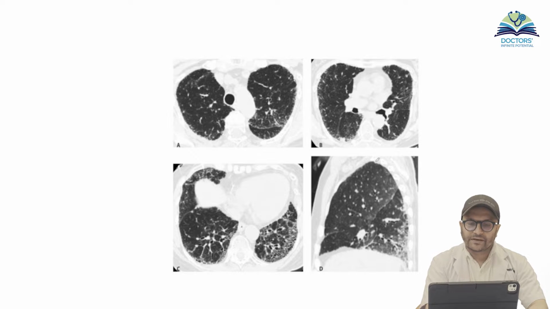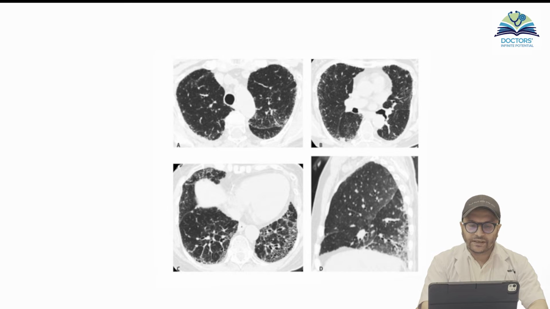This axial image shows multiple linear opacities. As we can appreciate, multiple linear opacities giving a net-like appearance. These are the reticulation. All these are the reticulation in axial and sagittal images. We can appreciate all these reticulation giving a net-like appearance.